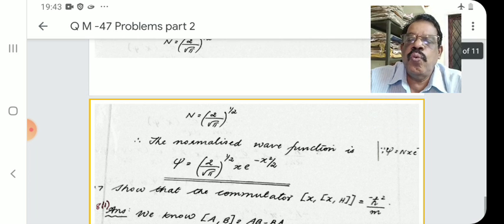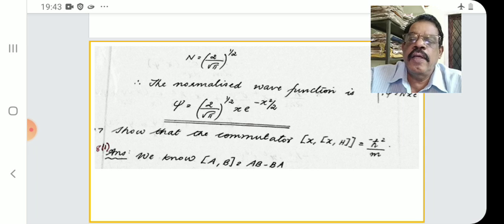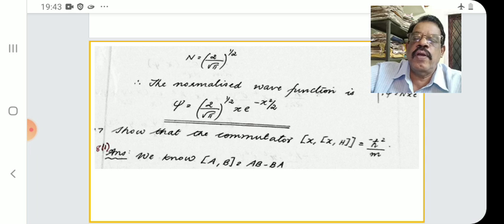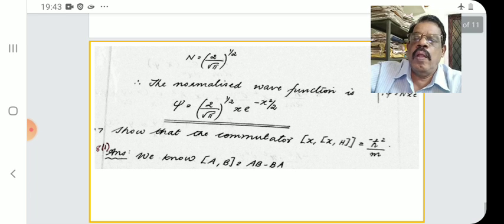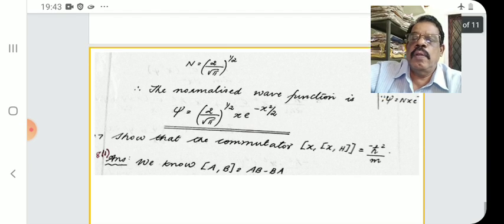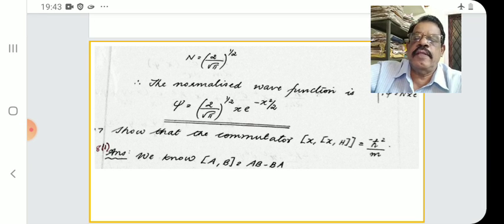This we do in the next lecture, and if you are interested, you can try and find the value. The equation we use is that the commutator a, b is ab minus ba. Using that, we can find the value of this commutator, and the H operator, you know, minus h square by 2m d square by dx square. The H operator you take. I shall do it in the next class. You can try.